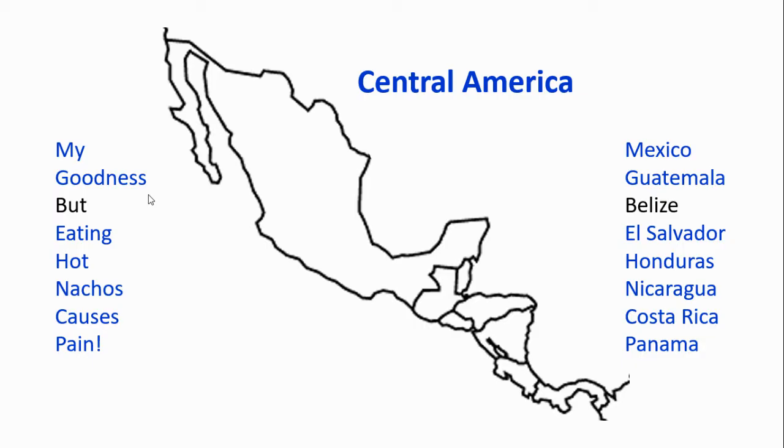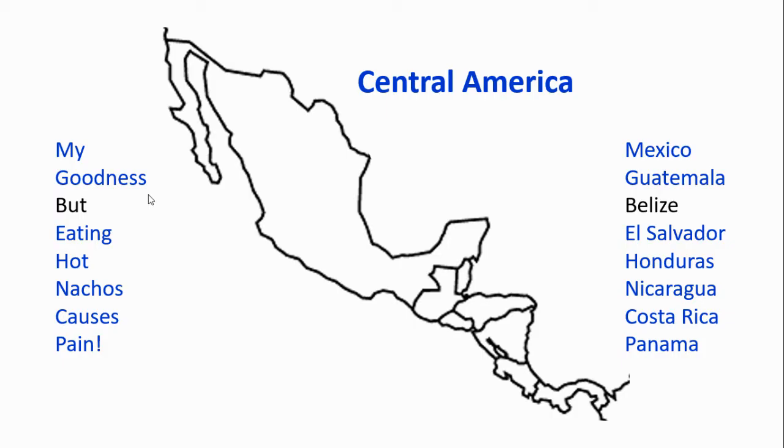Now you may notice that Belize is in black instead of blue. That's because although many people speak Spanish in Belize, Belize is not officially a Spanish-speaking country. Its official language is English. But when we're trying to use this device, it's important that we know where all of the countries are, because our device is not only going to help us know what the names of the countries are, but where the countries are located. So if we cut out Belize, we won't be able to position everything quite right.